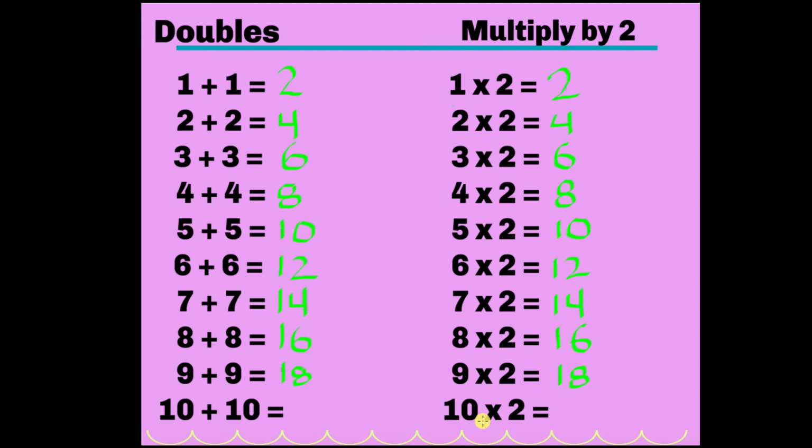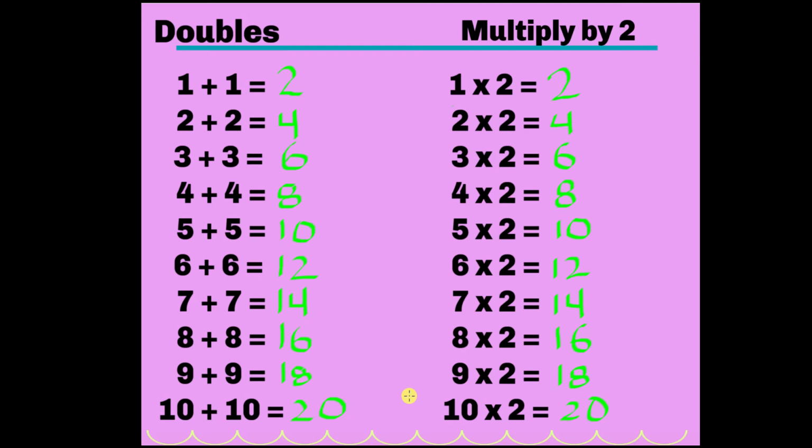Last, let's look at 10 times 2. We're doubling the 10. So we know that 10 times 2 also equals 10 plus 10. So that will be 20. So now we know that 10 times 2 equals 20. That 2 means to double it.